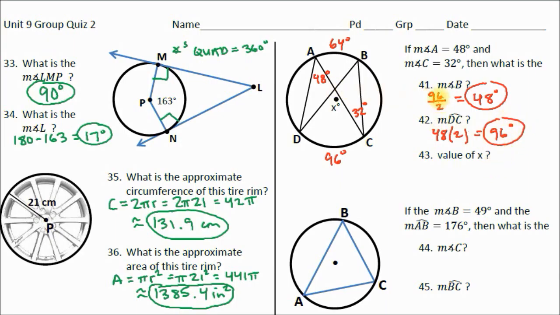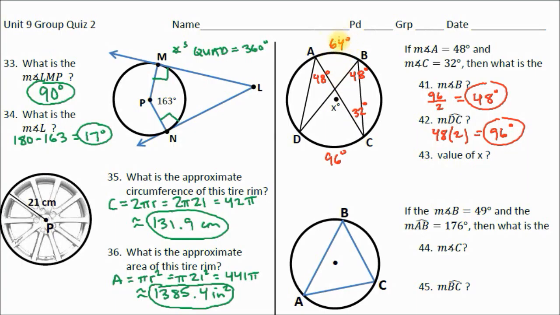What is the value of x? We've got two ways to solve this. We figured out that the measure of angle B is 48 degrees. We know that the angles of a triangle add up to 180, so we could find this angle right here, and then since these two angles are supplementary, they add up to 180, you could subtract this angle from 180 and find the measure of this angle, which would give us the value of x. There's one way to do it. Here's another way to do it.